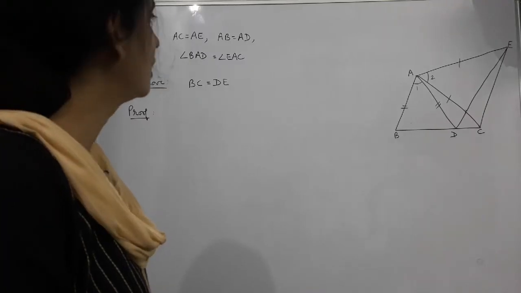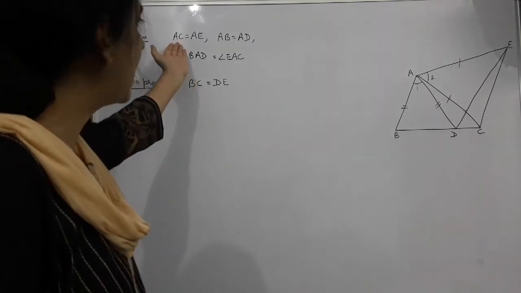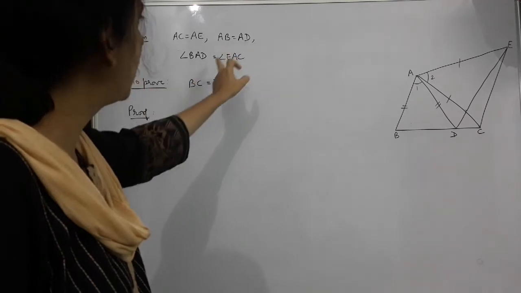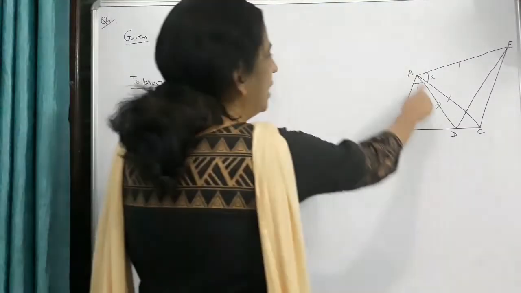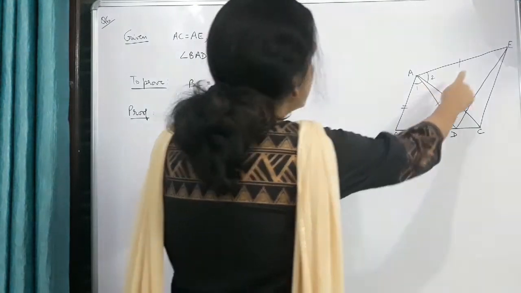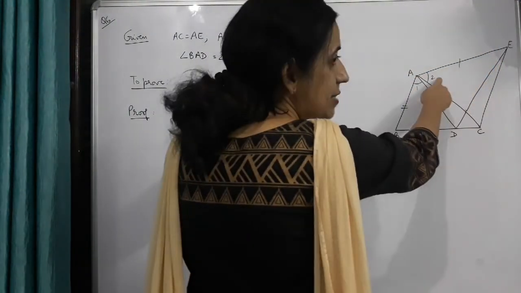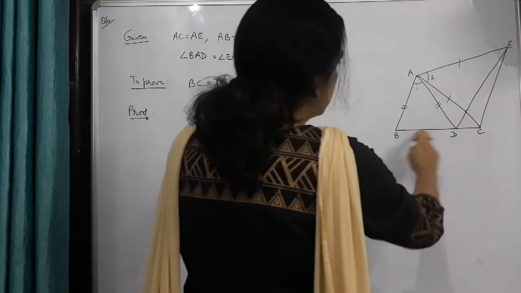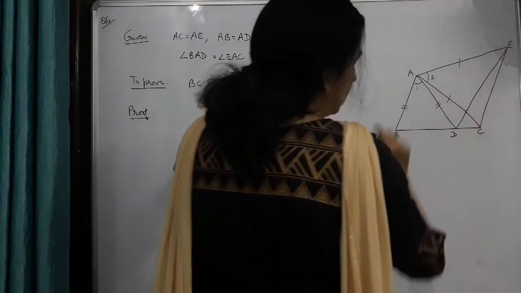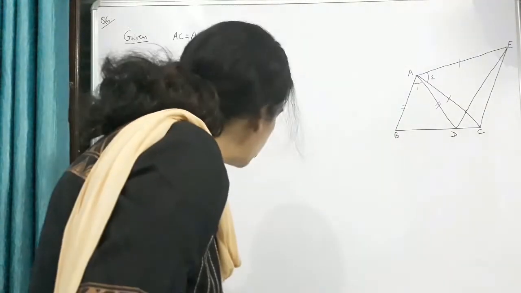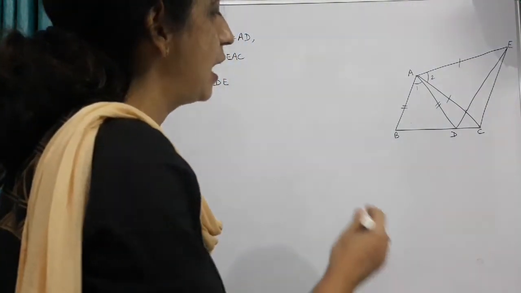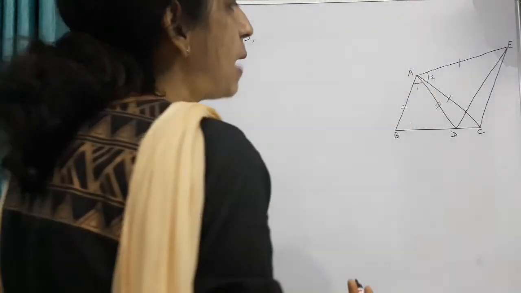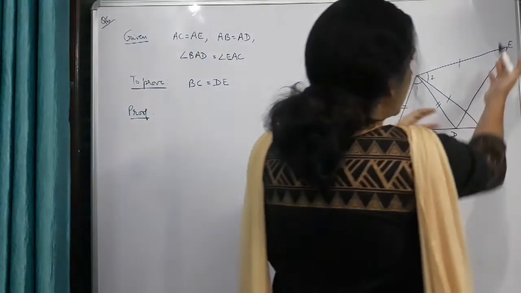In this question, it is given to us that AC is equal to AE, AB is equal to AD, and angle BAD, that is angle 1, is equal to angle EAC, that is angle 2. This is given to us, and we have to prove that BC is equal to DE. Now in order to prove that BC is equal to DE, we will take two triangles, we will prove them to be congruent, and by CPCT we will get BC is equal to DE.